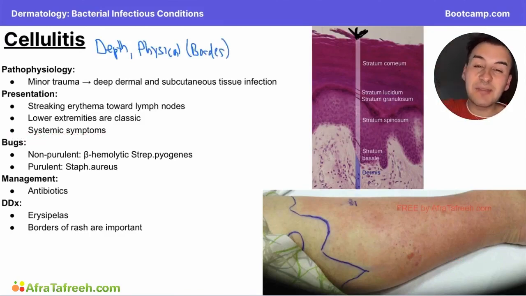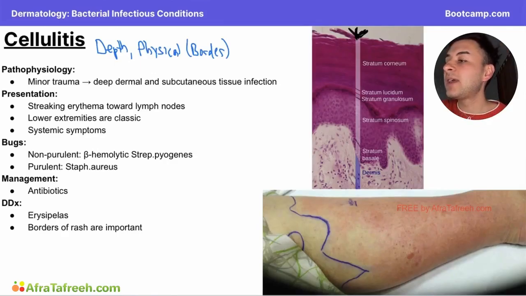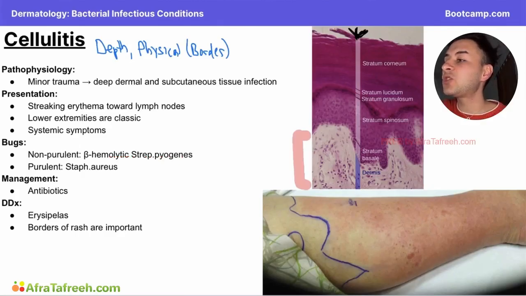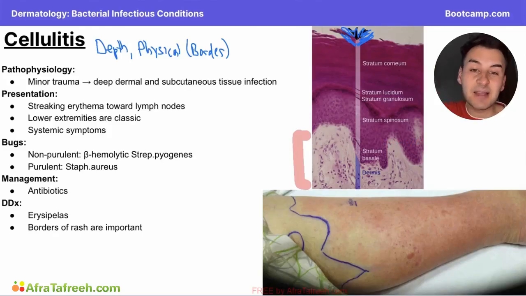So let's talk about the depth of the infection. In cellulitis infections, we are going to be infecting the deep dermis layers. And what happens is we have some sort of superficial trauma up at the top here near the stratum corneum. This could be a bug bite, a sting, a nick, a little scratch. Just about anything that breaks the surface of the skin is going to allow bacteria to seed. And what happens is that bacteria moves all the way down to this dermal layer, and that's where it infects.